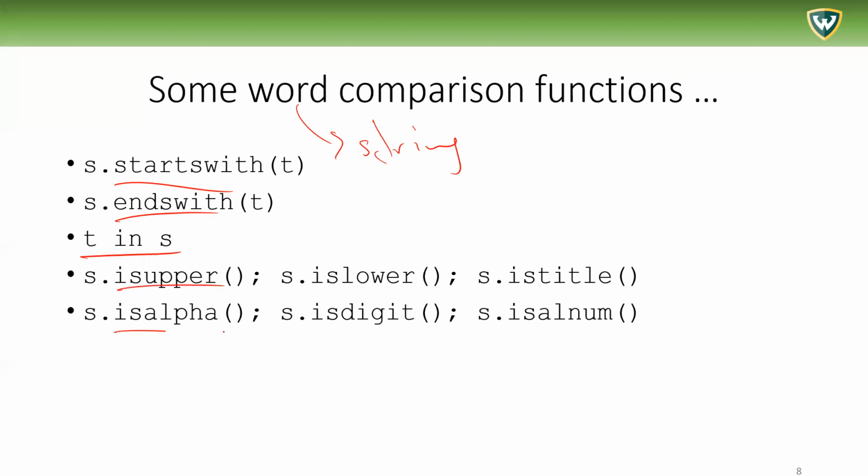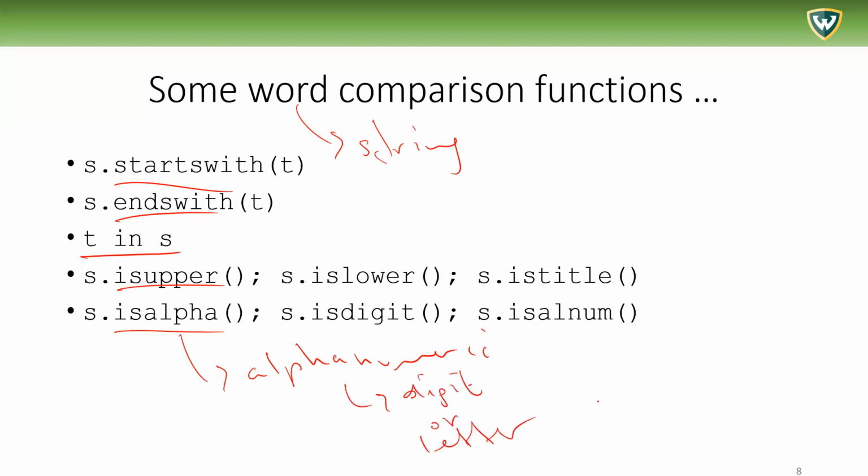Is uppercase, is alpha. Alpha means alphanumeric, which means digit or letter. Is lower, check to see if it's lower, is digit, is title, and so on.